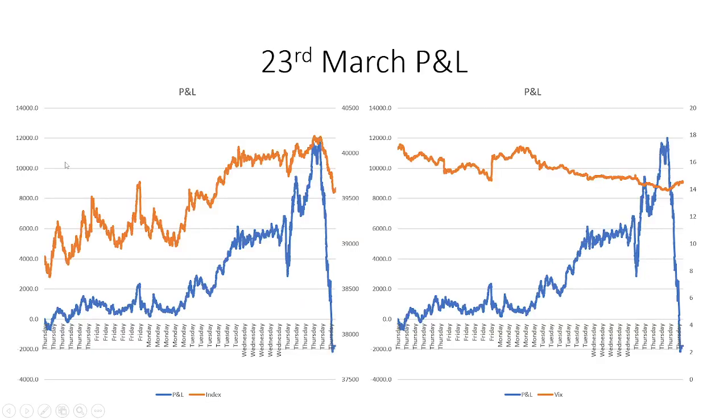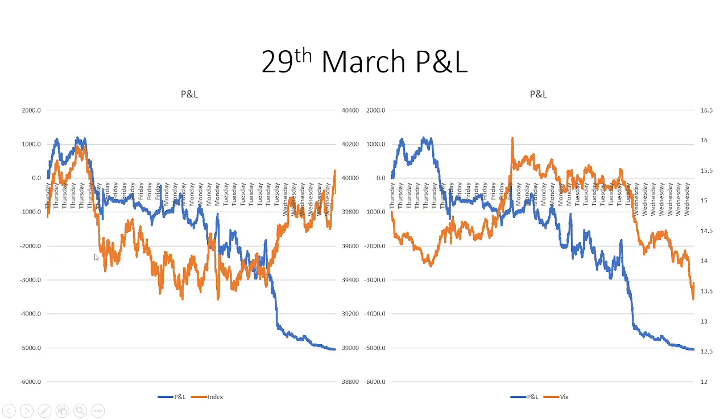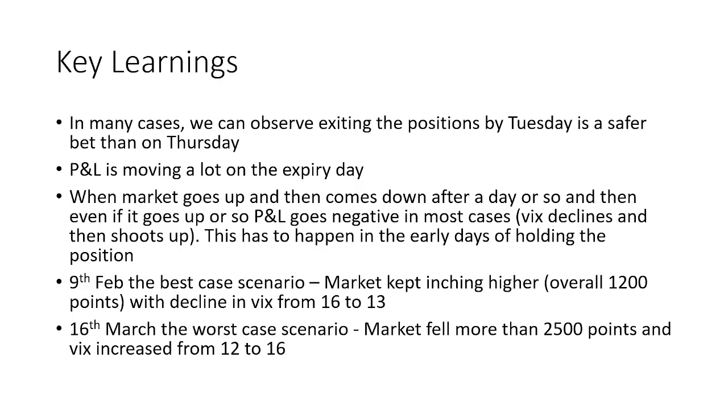And on 23 March you can see a positive correlation between the market and the candle. On the 29th again, to an extent, there is a positive correlation. Maybe on the last day it had a different approach, but other than that you can see a correlation overall. So some of the key learnings in this video: in many cases, we can observe that exiting a position by Tuesday is a safer bet than on Thursday. P&L is moving a lot on the expiry day.